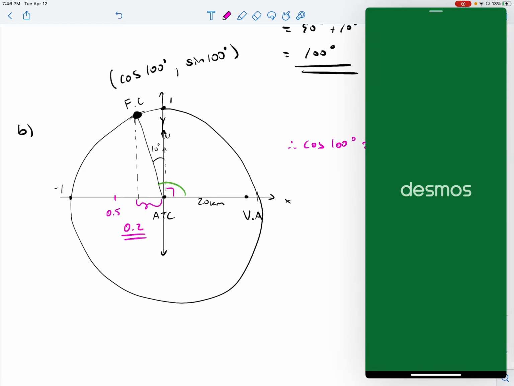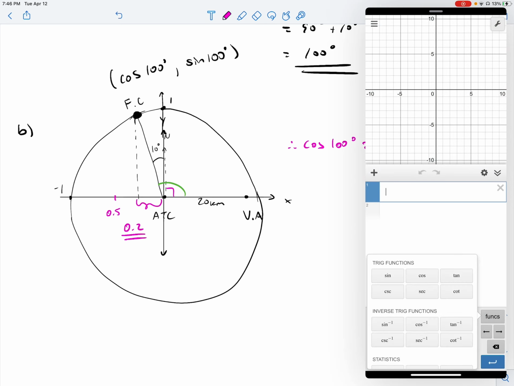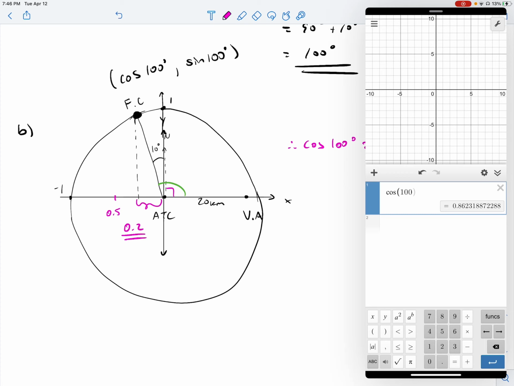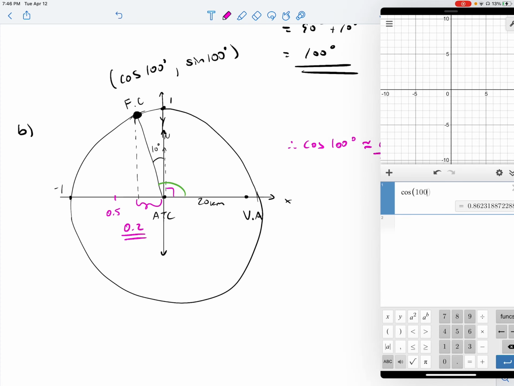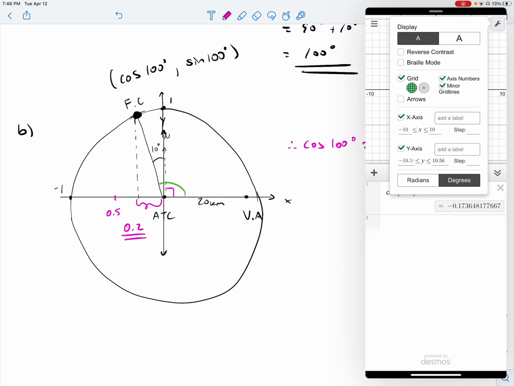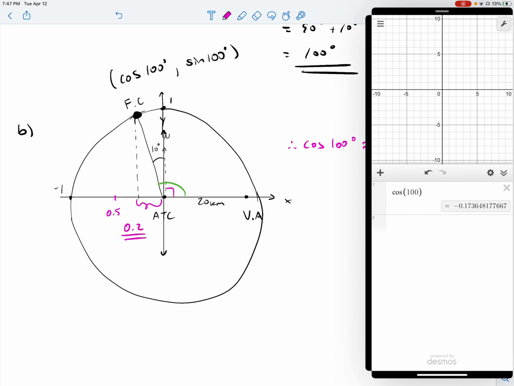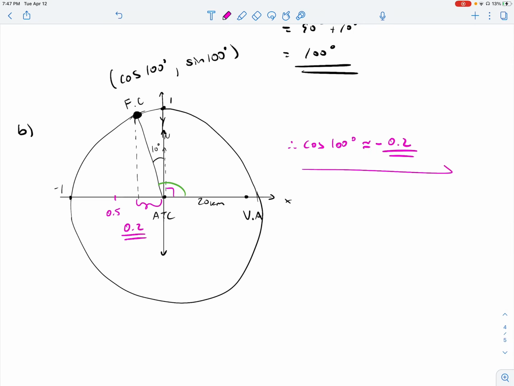I do want to do a quick check just to see how accurate my drawing was. I'm going to type in cos of 100. Okay, and I got 0.8. Okay, I'm back in radians, switch over to degrees, and there we go. Negative 0.17. So yeah, actually I did make a little bit of a mistake here. This is the negative side, right? Maybe you might have picked up on that. So we should write negative 0.2. Move that over. I'm going to add a little negative sign in here. Okay, so Desmos, I got negative 0.17. So it actually was pretty close using my diagram.